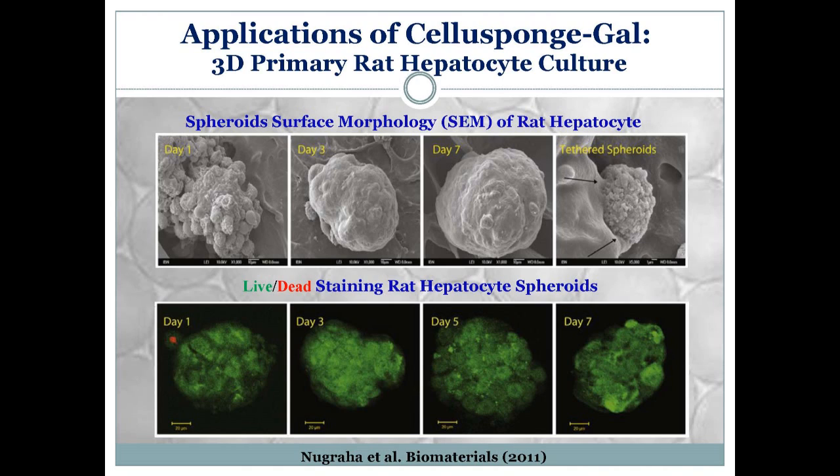On the bottom, we can see hepatocytes cultured in Cellosponge galactose are in very good shape. Only day 1 of seeding has a few red dots. On days 3, 5, and 7, the hepatocytes cultured in Cellosponge galactose are all living. It is because we can control the size of the spheroids within 200 microns in order to avoid hypoxia of the cells in the center of the spheroids.